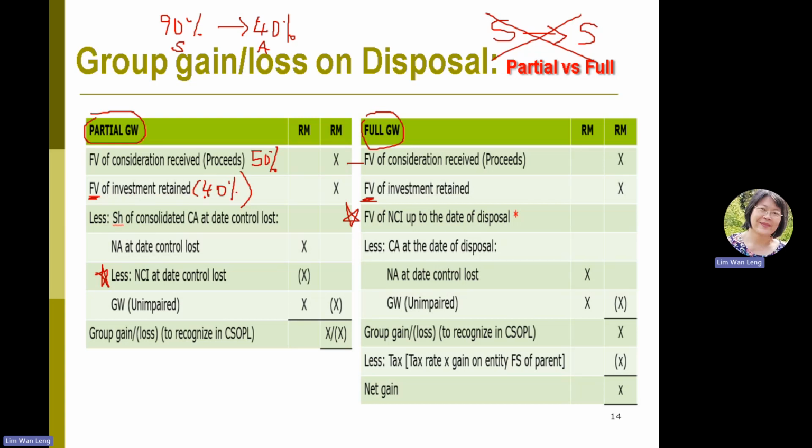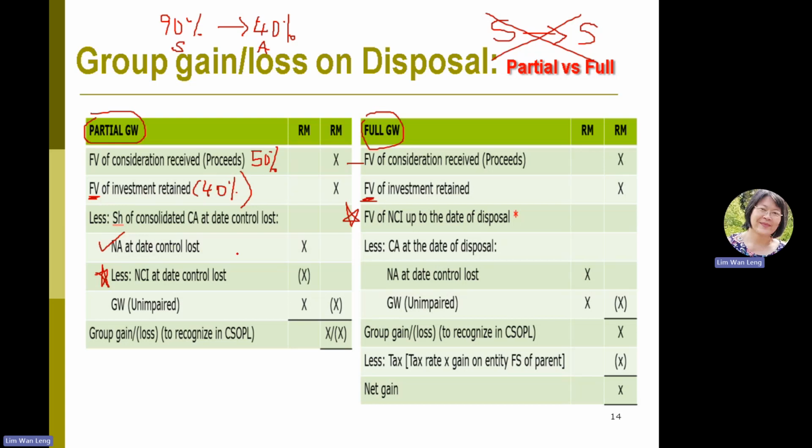You don't care how much is the cost, but you have to use the current share price. But if that is not given, you do the pro rata from the first line. Let's say 50% you sold, you get 100,000. 40%, if you sell it now, how much would be the fair value? Okay, so you do a pro rata if the share price is not given to you. If share price is given to you, just use the share price to compute how much is the fair value of the investment retained. This one, this particular figure, net asset at the date control is lost, usually you can calculate.